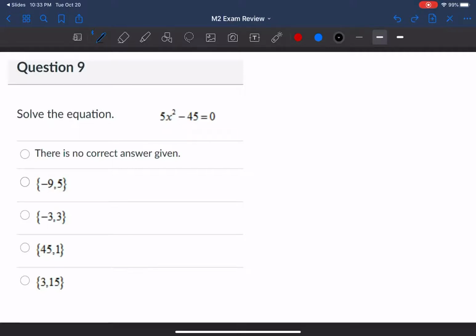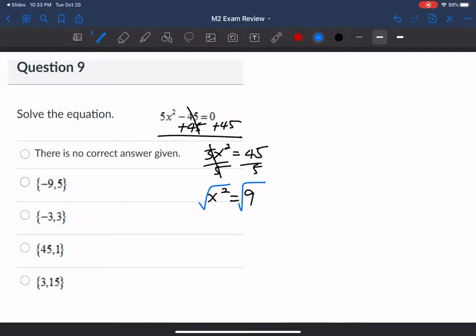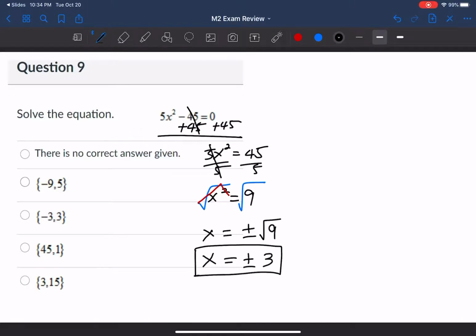Maybe I can add 45. Let's cancel. Let's look at it. 5x squared equals 45. Okay, I am going to divide everything by 5. So x squared becomes 9. And what do you have to do? You have to take the square root. So they cancel. x becomes plus or minus the square root of 9, which is plus or minus 3. So x is 3 or negative 3.